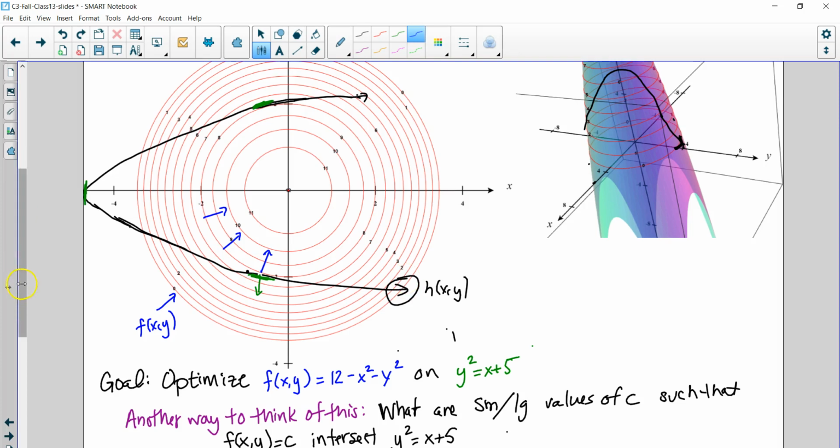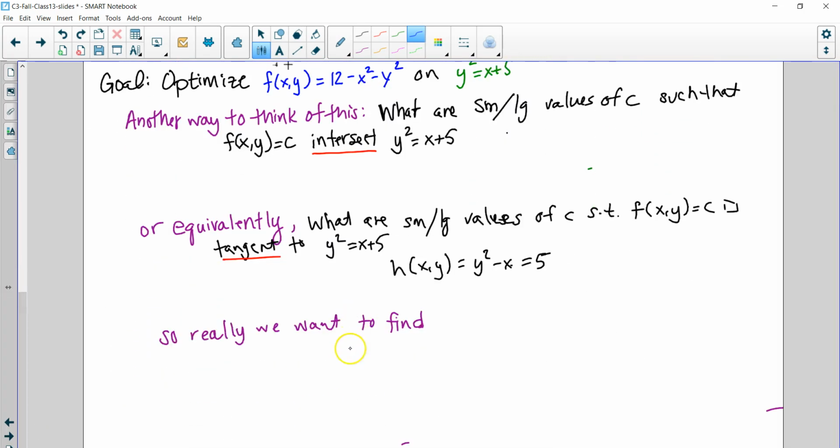Yeah? So if I use that idea here, I think that's going to help us out a lot. Okay, so another way is just to summarize. What we're doing is we're trying to optimize this, and we said, okay, what are the largest values of c that intersect this? And then we said, well, intersection is a lot like tangency, and then we recognize the gradient of f points in the direction of steepest ascent, and then the gradient of h actually describes the normal vector at a point, and so we just need to find where these match.